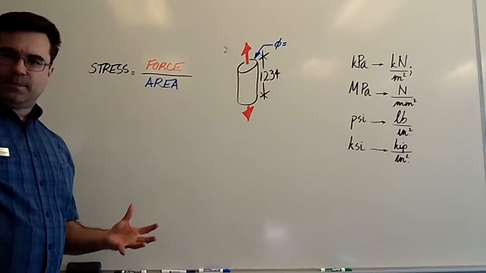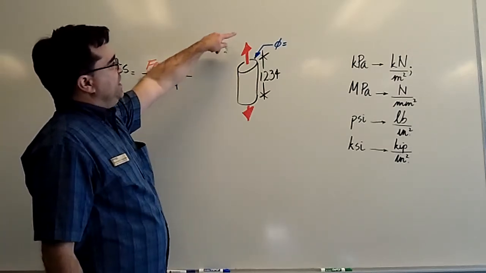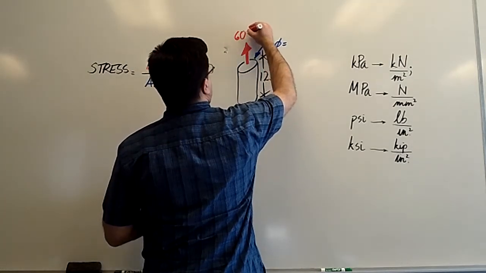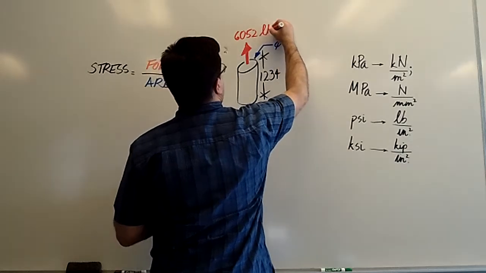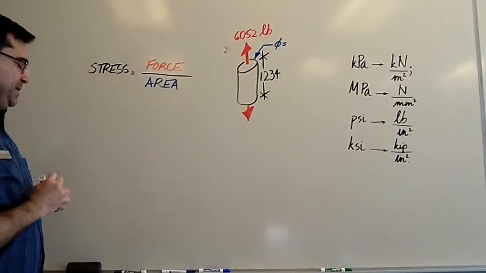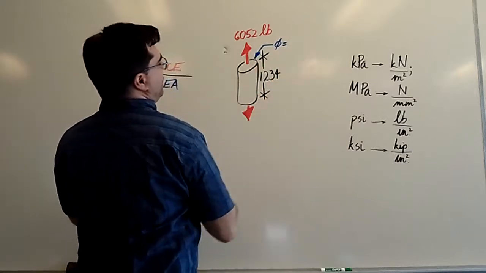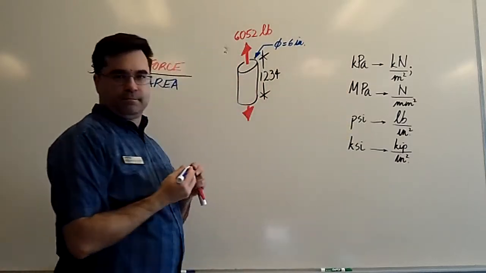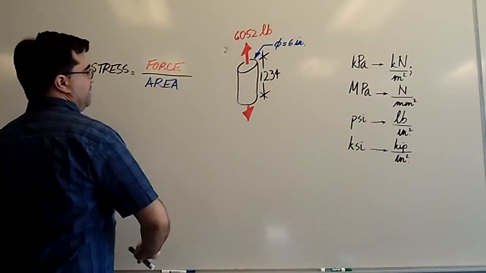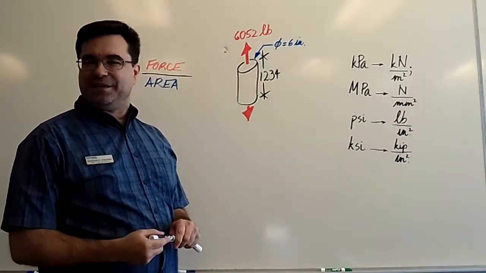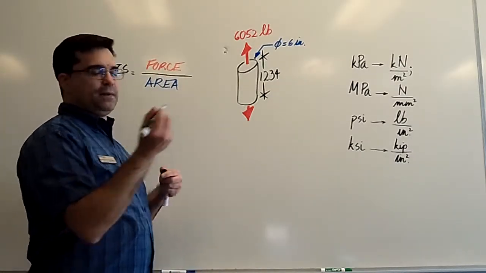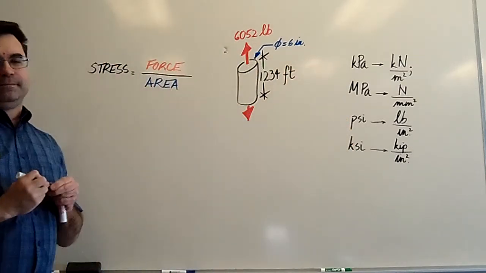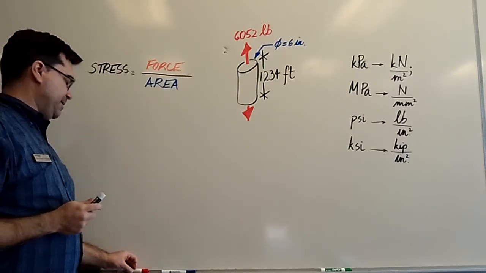Okay, so for our imperial example, I'm going to pick a force. I completely make up the number of 6,052 pounds. Okay? And then I'm going to completely make up a diameter of 6 inches. Completely made up. And then this length here, it doesn't come into play if you've seen the first part of this video, but I'm going to call this 1,234 feet. Okay? It doesn't matter for the purposes of this example.